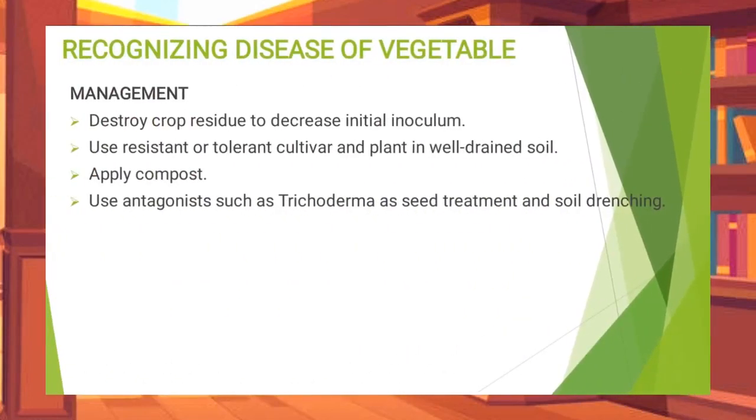So management: destroy crop residue to decrease initial inoculum. So use resistant or tolerant cultivar and plant in well-drained soil. So apply compost. Then use antagonists such as trichoderma, acid treatment, and soil drenching.